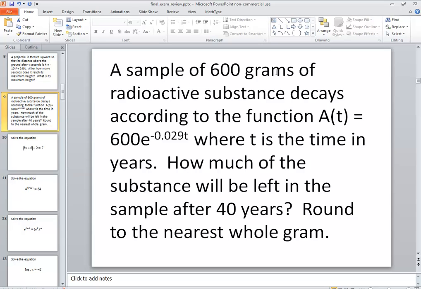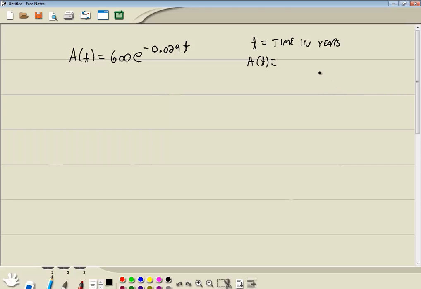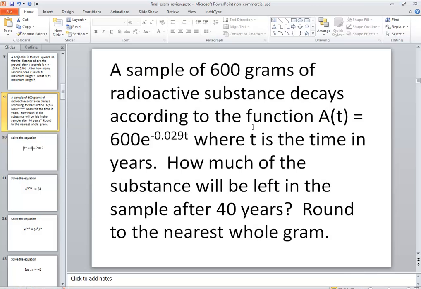Okay, a sample of 600 grams of radioactive substance decays according to the function. A is equal to that. So this tells us how many grams are left. So this represents the grams, and I'll put left, though probably the problem is just as simple as grams. Where t is a time in years. How much of the substance will be left in the sample after 40 years?